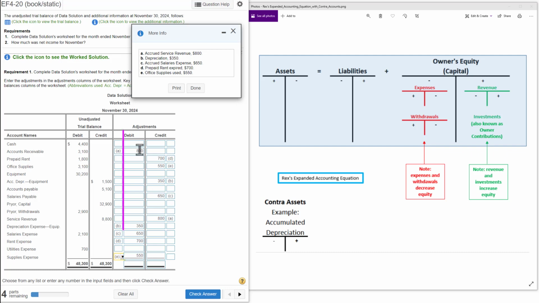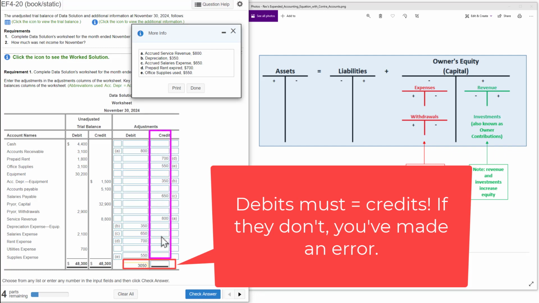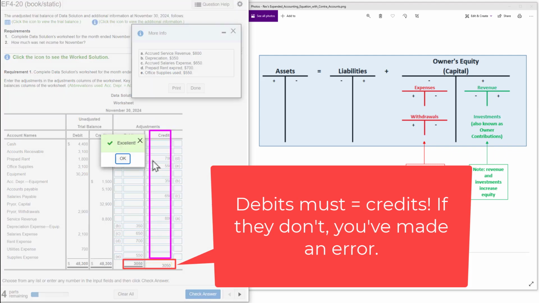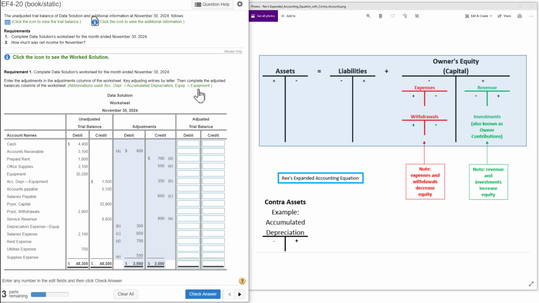So now what we're going to do is add up all of our debits, 800, 350, 650, 700, and 550. That gives us 3050, and then we add up our credits, and we also get 3050. Excellent. So we don't need the adjustment data anymore. Now we're just going to update our adjusted trial balance columns.